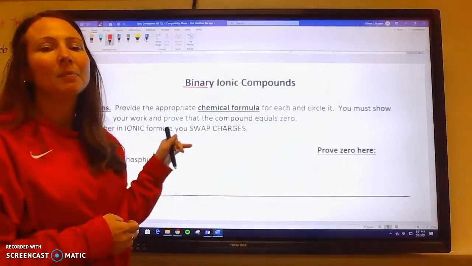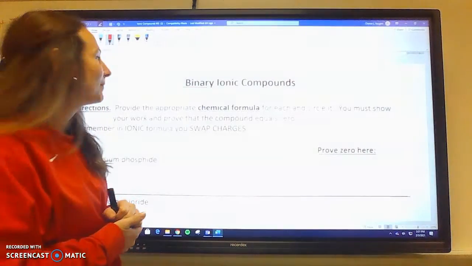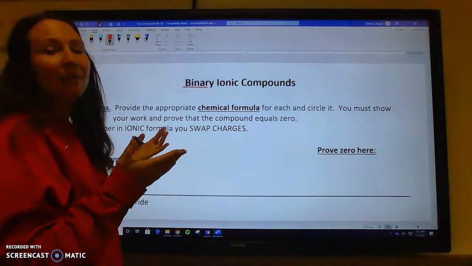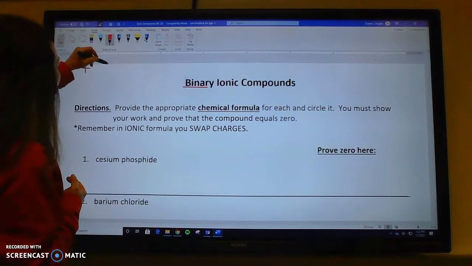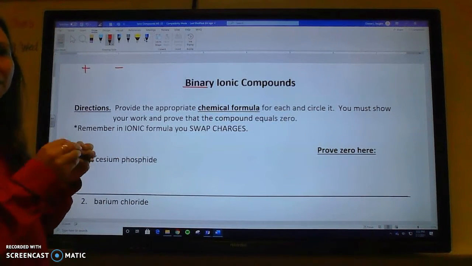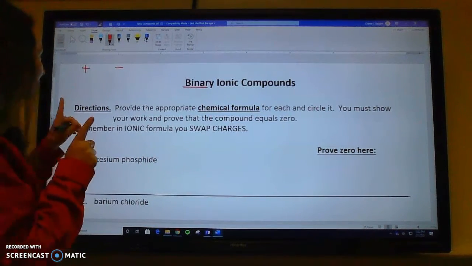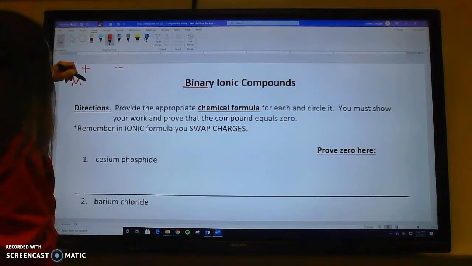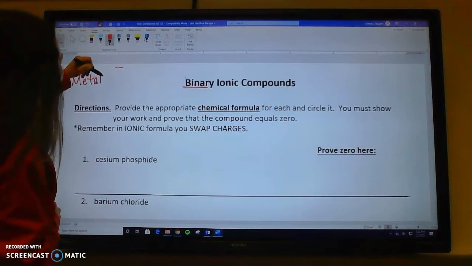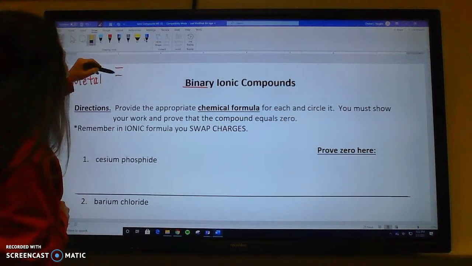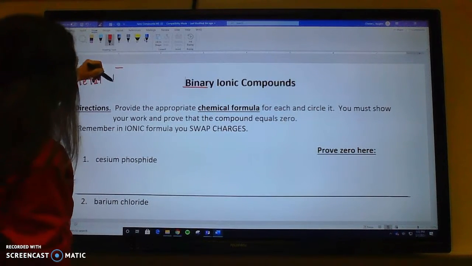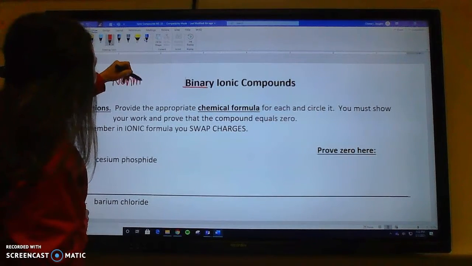As I teach this, I'm going to be doing a couple of these examples with y'all. So you have ions, okay? There's going to have to be a positive ion reacting with a negative ion because opposite charges attract. So the positive one is your metal, okay? The negative one is your nonmetal, okay?